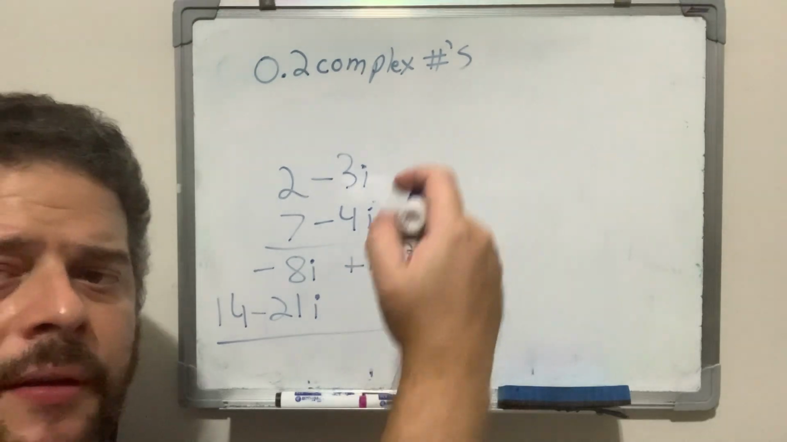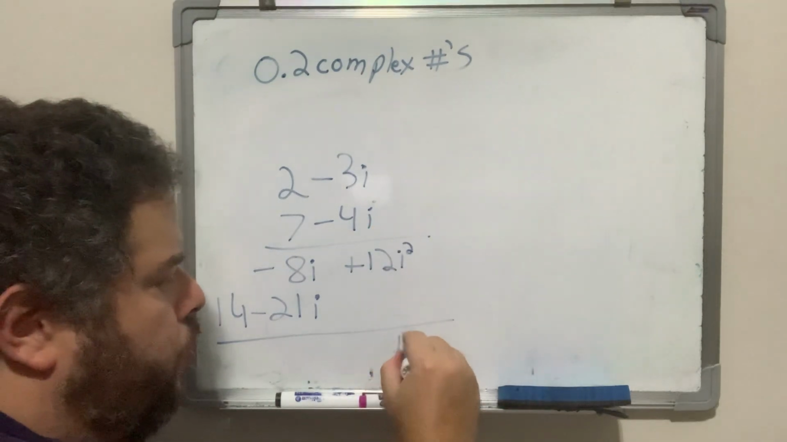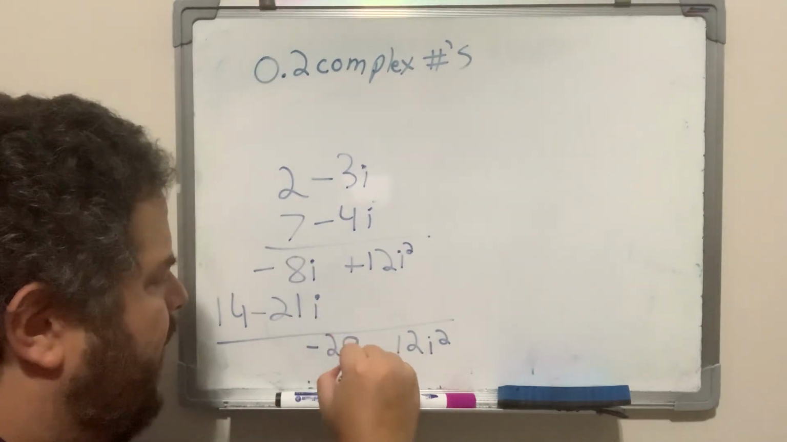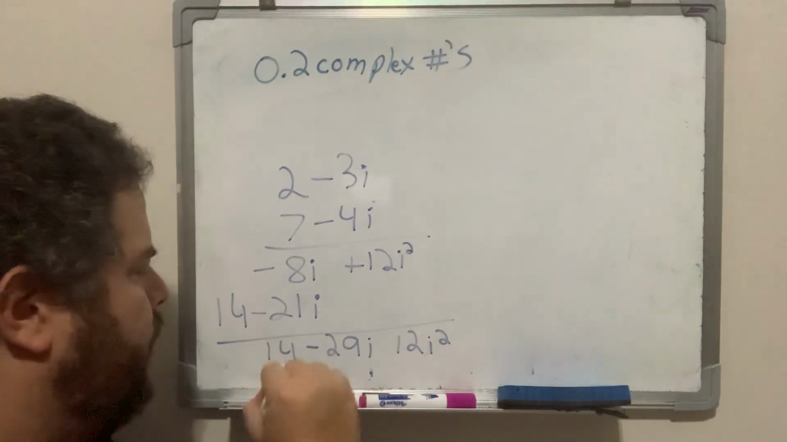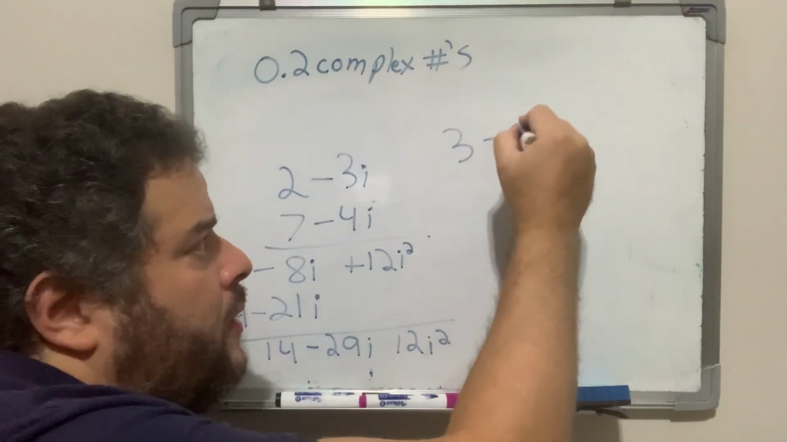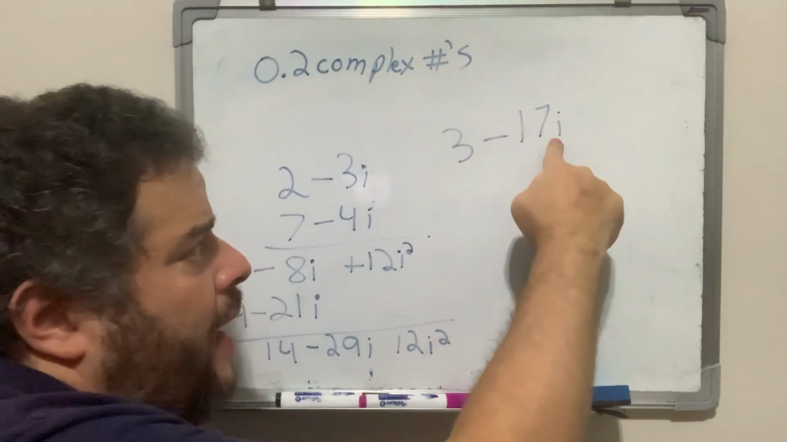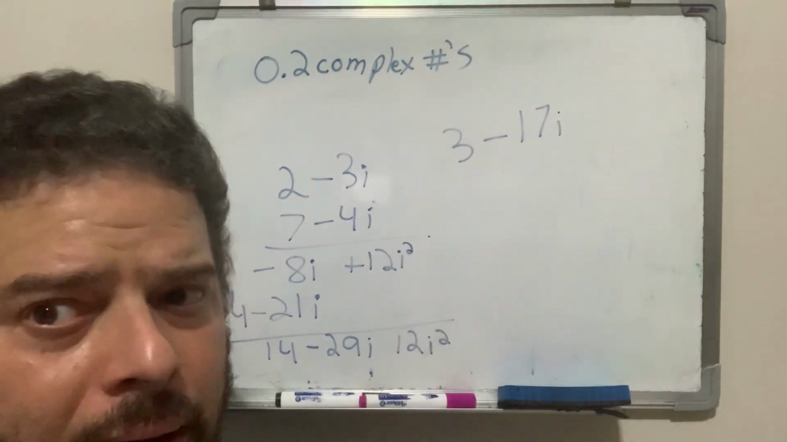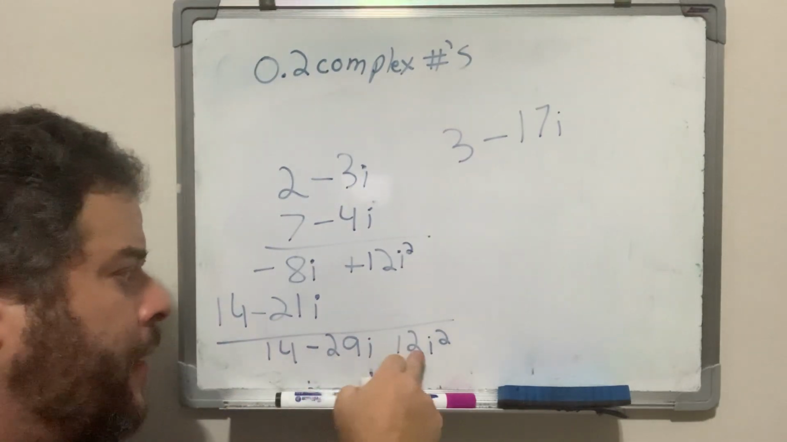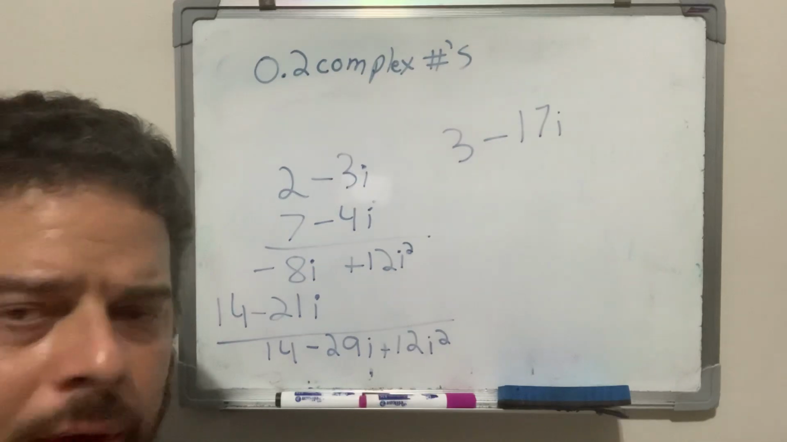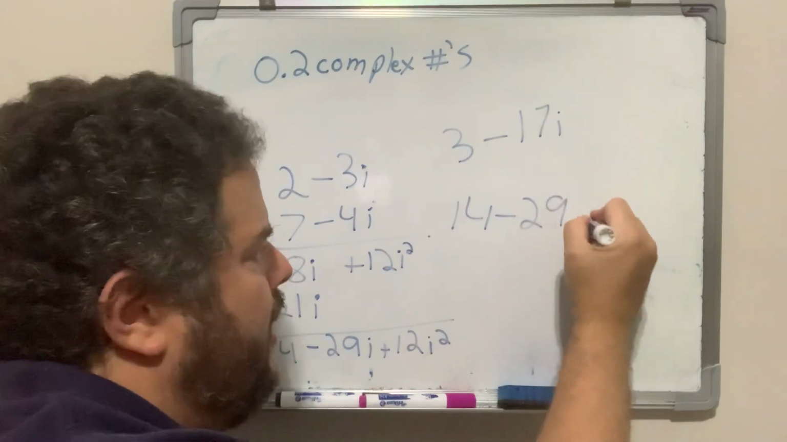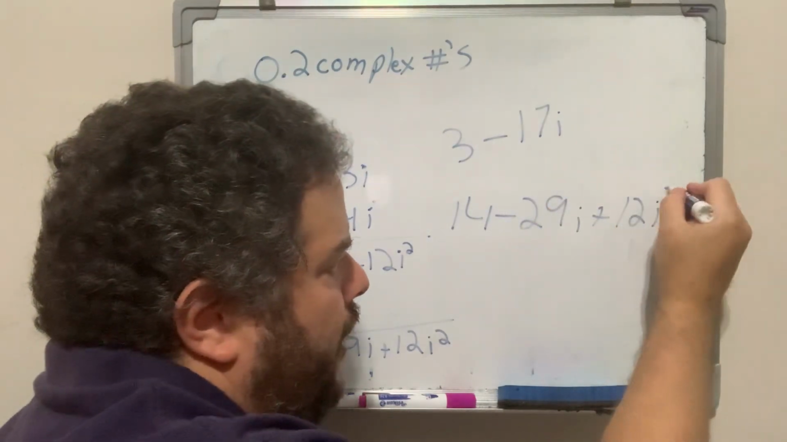After you multiply everything, we are going to add. 12i squared minus 29i plus 14. You're still not done. Remember, complex numbers look like this: a real number and an imaginary part. A real part, imaginary part. Here I have a real part, an imaginary part, and an imaginary part squared. All you have to do is do the following. 14 minus 29i plus 12i squared.